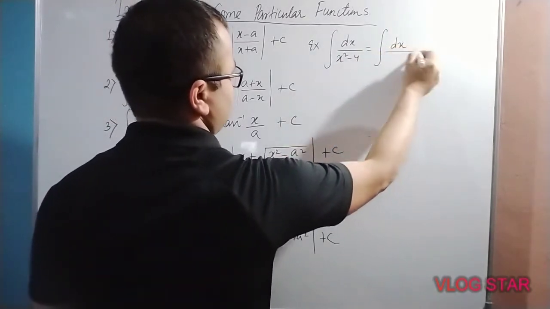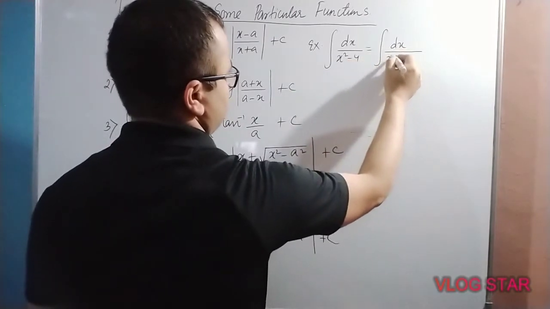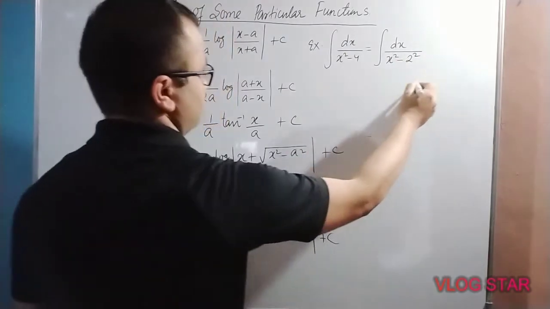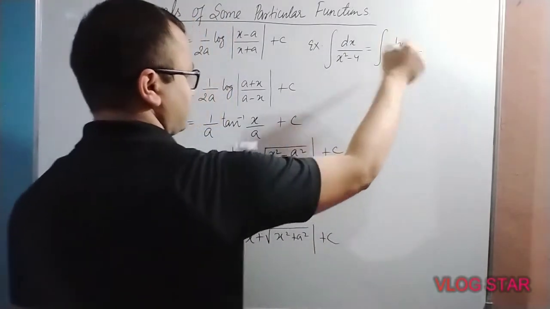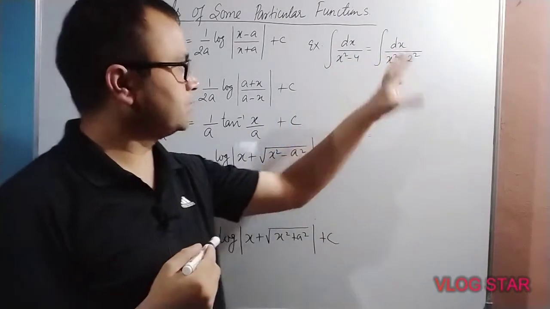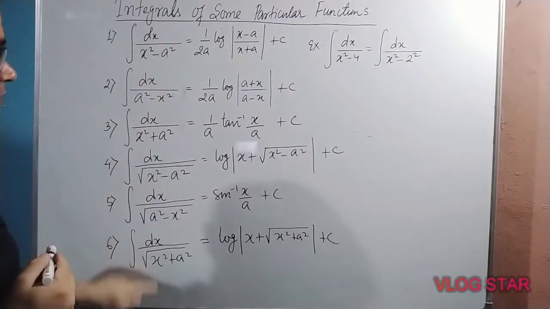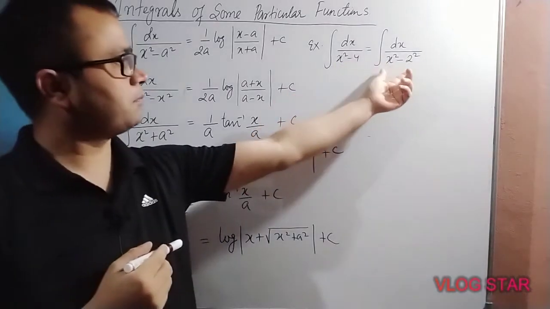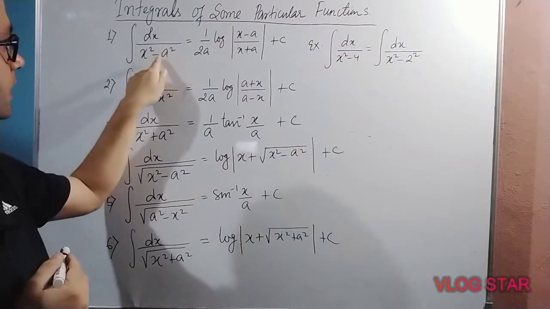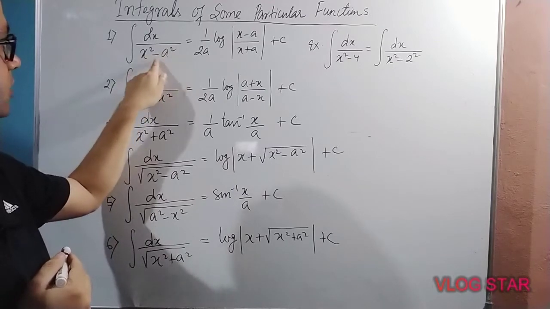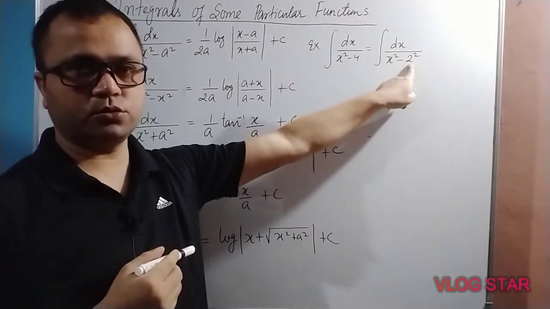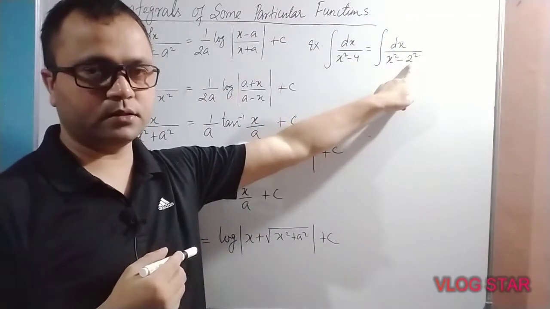So it is dx by x square minus, and 4 is the square of 2. Now compare this function with these formulas. It matches the formula x square minus a square, where a is any real number. Here it is x square minus 2 square, so 2 is a.